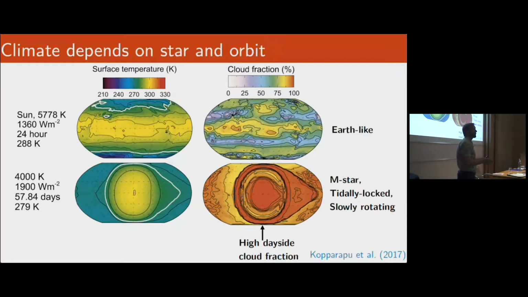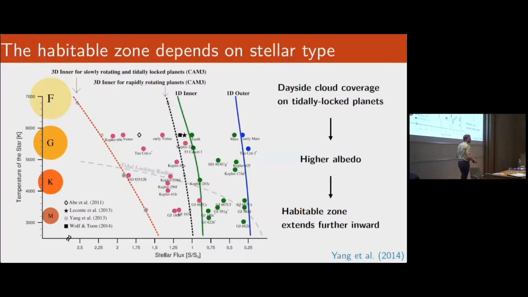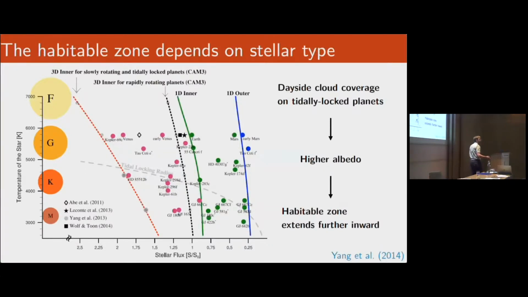But for the planet orbiting an M-dwarf star that's slowly rotating, because there's deep convection throughout the day side, there's now a day side cloud fraction that's relatively high throughout the day side. And this high day side cloud fraction, as we saw earlier today in Martin's talk, acts to affect the habitable zone. It makes the habitable zone potentially wider for planets orbiting M-dwarf stars that are tidally locked.